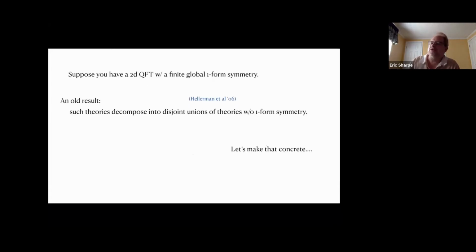Now, suppose you have a 2D QFT with a finite global one-form symmetry. There's an old result that such theories decompose into disjoint unions of theories without a one-form symmetry. Now, let's make that concrete.